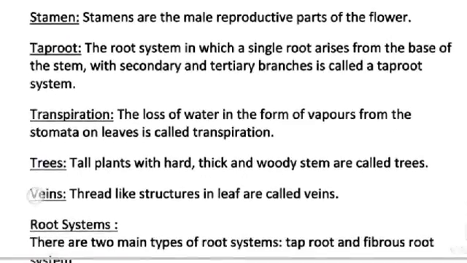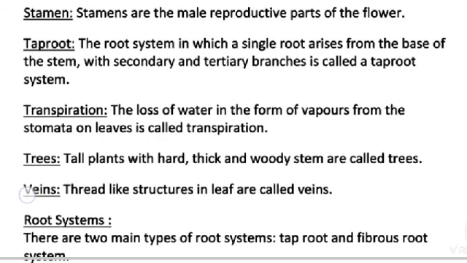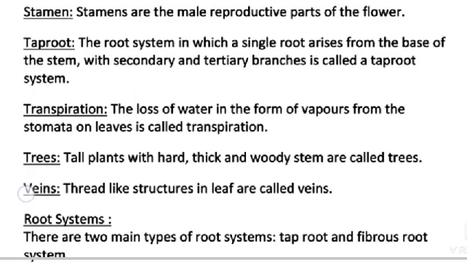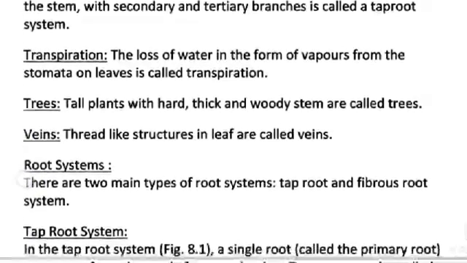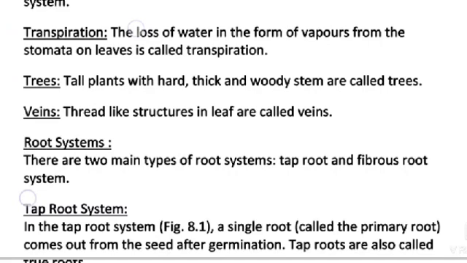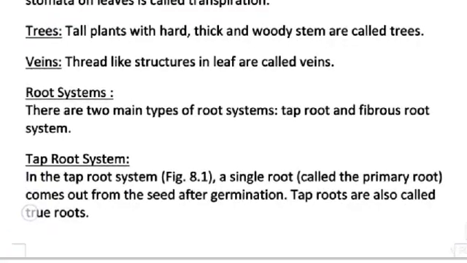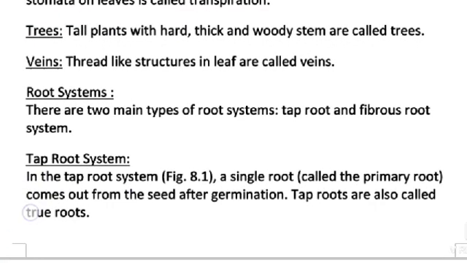The taproot, the root system in which a single root arises from the base of the stem with secondary and tertiary branches, is called a taproot system. Transpiration, the loss of water in the form of vapors from the stomata on leaves is called transpiration. Tree, the tall plants with a hard, thick and woody stem are called trees.